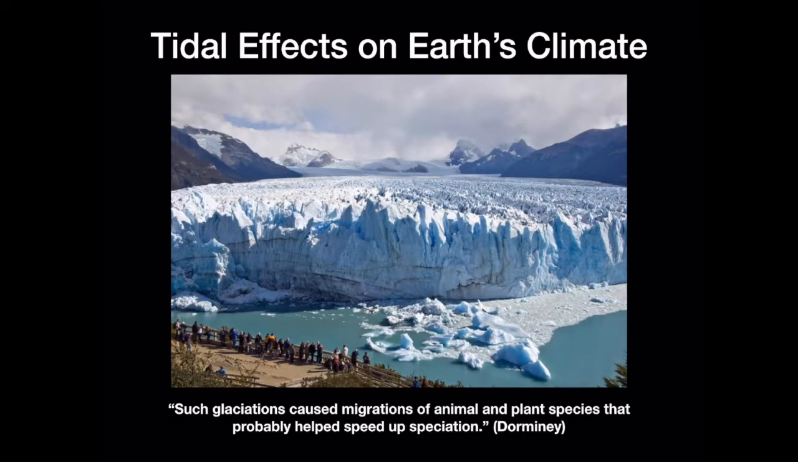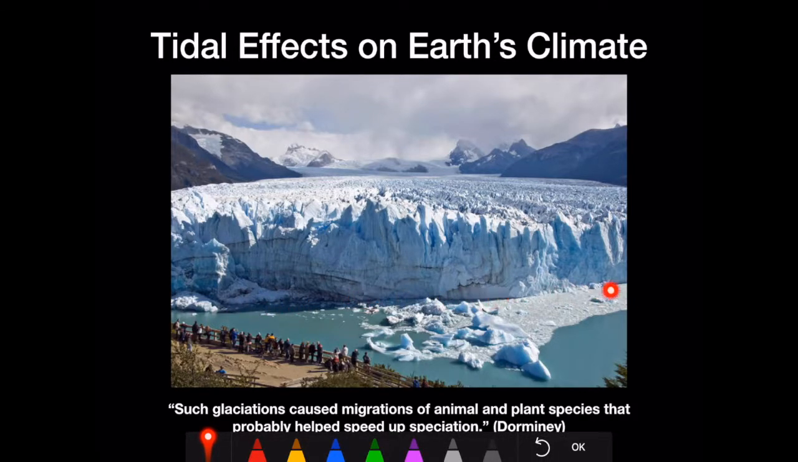Let's talk about the tidal effects on the Earth's climate. In Dorminey's article, she said that without the lunar tides, it's conceivable that climate oscillations from the Ice Age to the interglacial would be less extreme than they are. Such glaciations caused migrations of animal and plant species, probably helping to speed up speciation. So without these glaciers, species probably wouldn't have spread as fast, meaning that it would have taken a lot longer for our world to become populated.